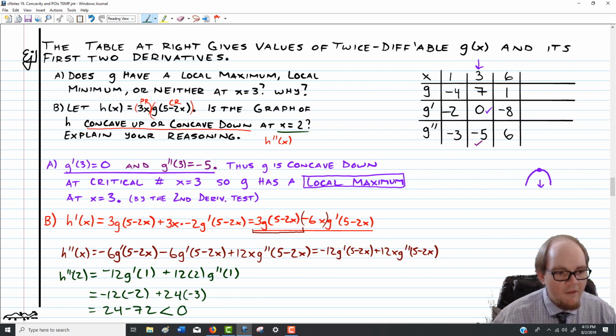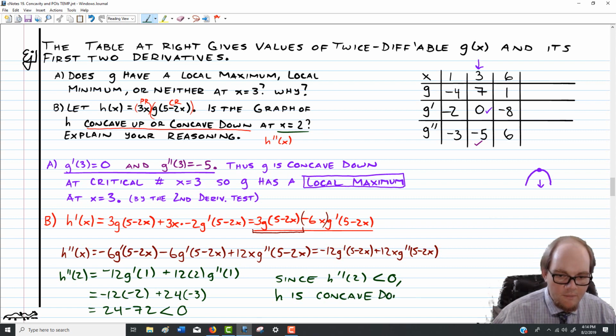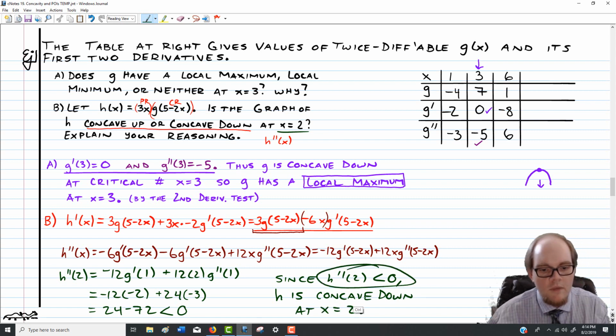From there, that means that we have h double prime is less than 0. So we can write that. Since h double prime of 2 is less than 0, h is, well, as we said before, concave down, means h double prime is negative. So h is concave down at x equals 2. And that contains our justification and our answer.